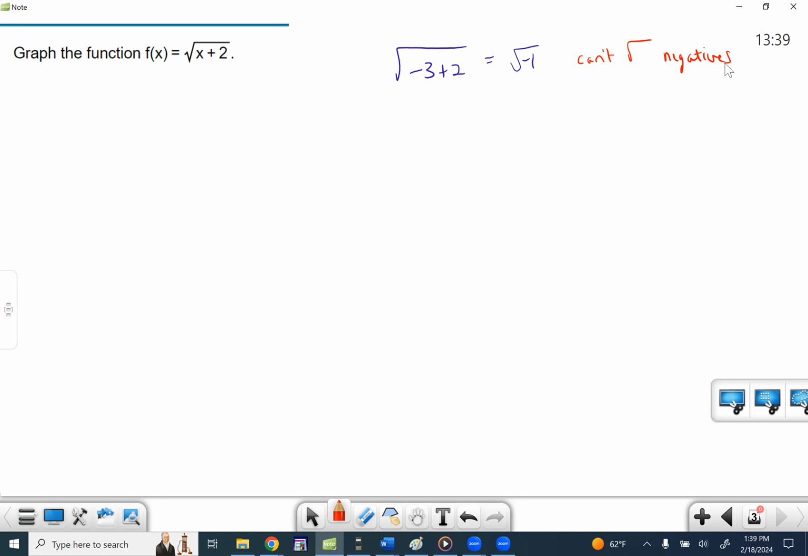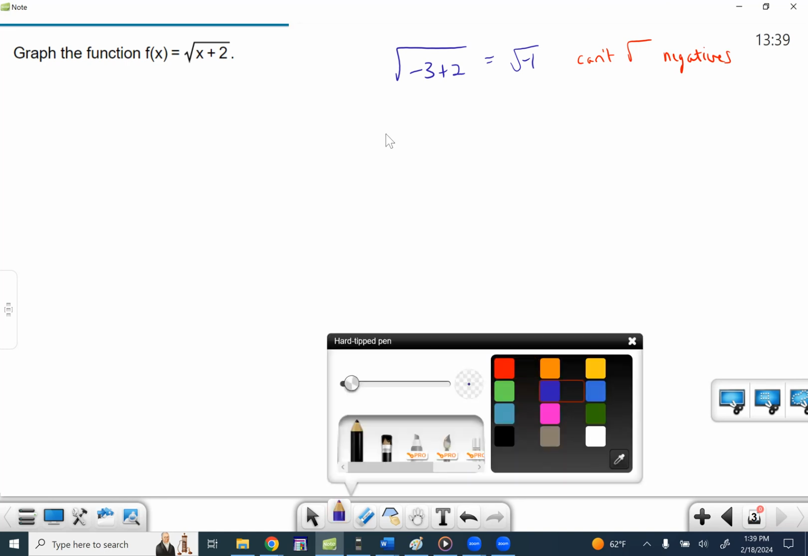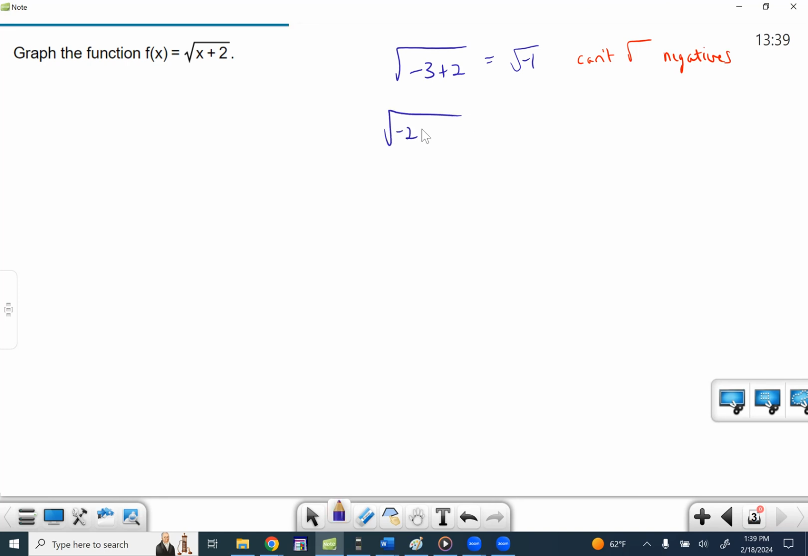Okay, so the smallest number we could possibly plug in would actually be -2. Because -2 plus 2 is 0. And the square root of 0 is 0. Okay. So that's the smallest number that we can substitute in and actually get a value out, 0. And now after that, you might pick a couple other values, -1, 0, 1, 2, whatever.